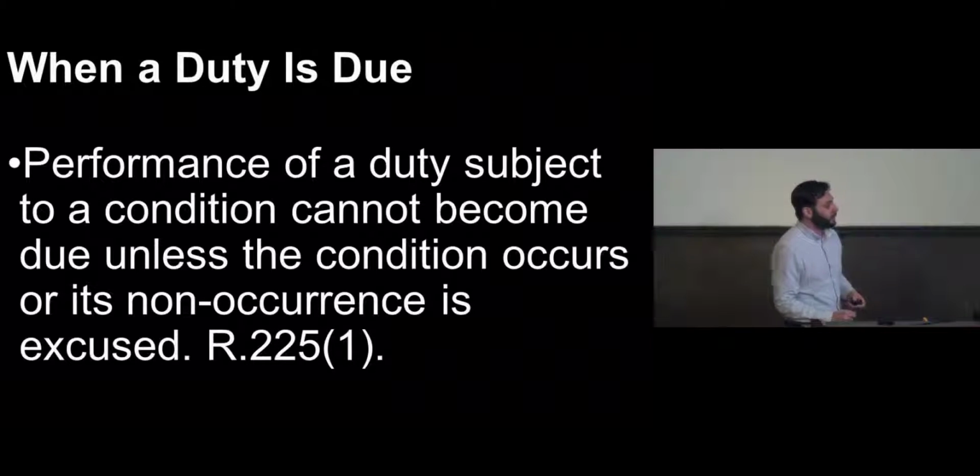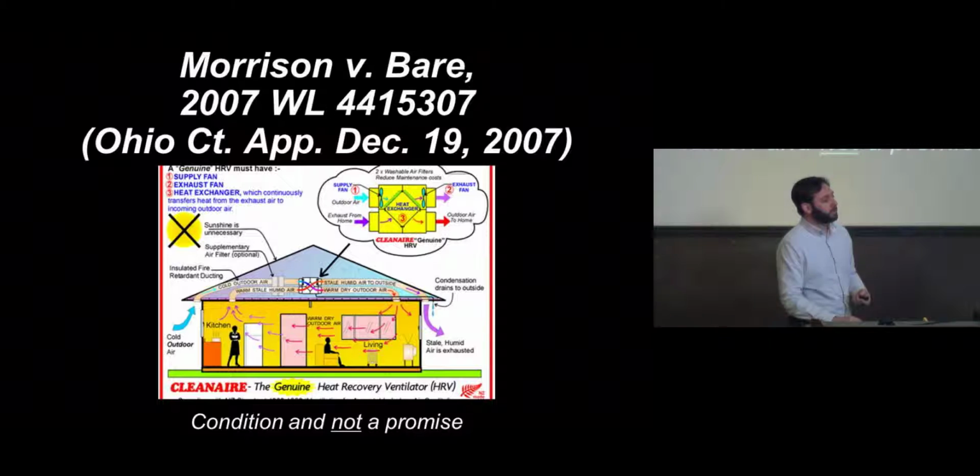Section 225 discusses that first effect, that until the condition comes due, the duty subject to the condition does not have to be performed. That's 225.1. And we saw this come about in Morrison v. Baer, which actually stood for a number of concepts.